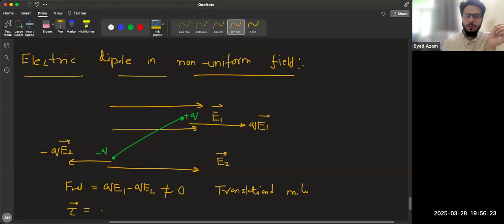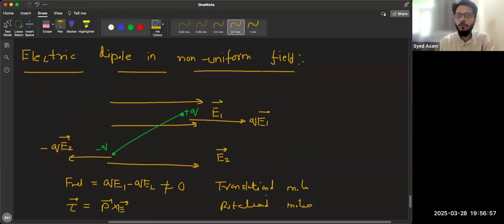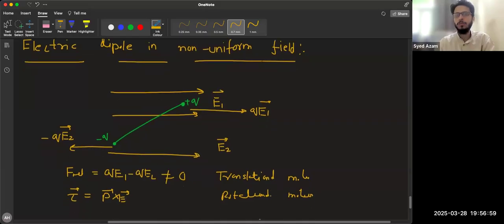Then there is a torque on the dipole, and that torque is P cross E. So this will have rotational motion also. So the dipole will have both translational motion as well as rotational motion. So the combined motion will be the sum of translation plus rotation, if your dipole is in a non-uniform electric field. Note it down, we'll do some numerical solution.